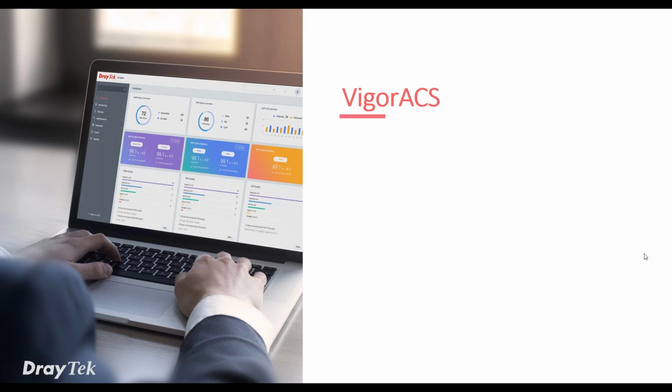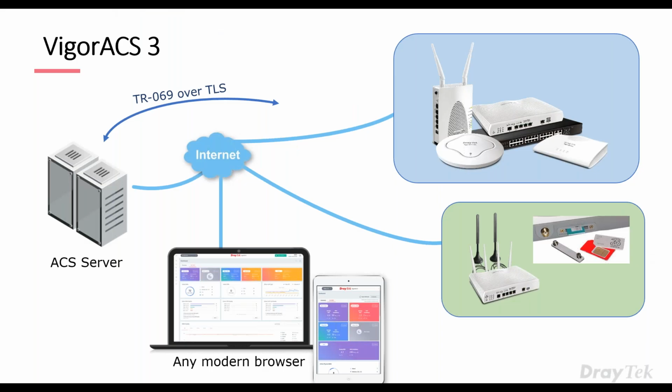So just to cover what Vigor ACS is. Vigor ACS, ACS standing for Automatic Configuration Server. This is DrayTek's management platform. We can manage all DrayTek devices that are in the current range, and a lot of our legacy estate as well.